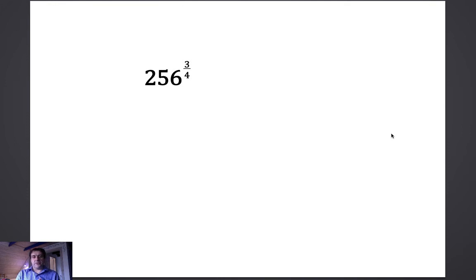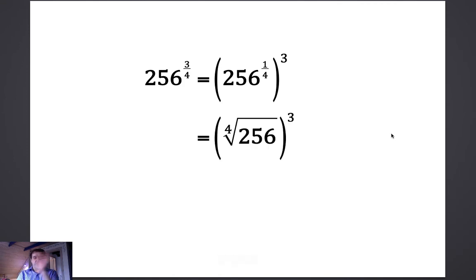Okay then, 256 to the power of 3/4. Again, I'm going to split it up into 256 to the power of a quarter raised to the power of 3. Power of quarter means the fourth root of something, so the number that multiplied by itself and then again makes 256. So that's 4, because 4 times 4 times 4 times 4 makes 256.